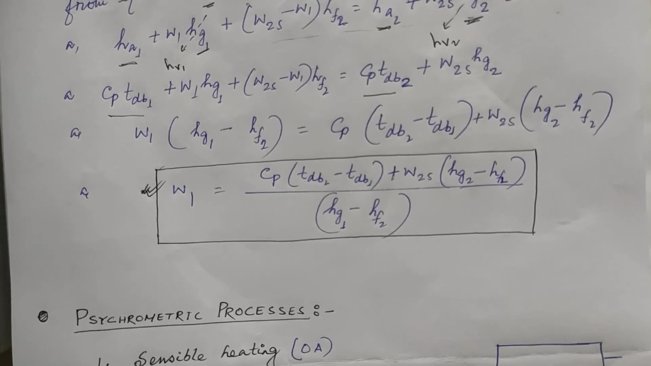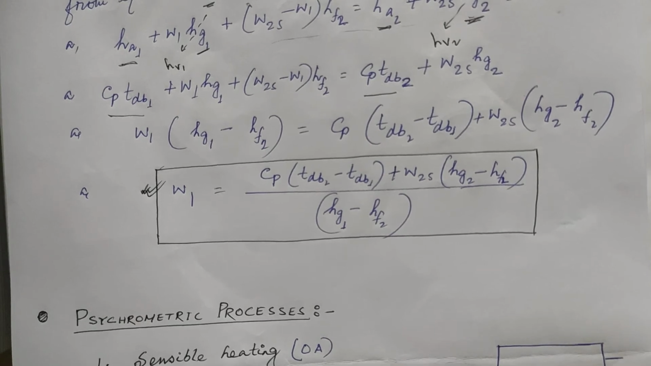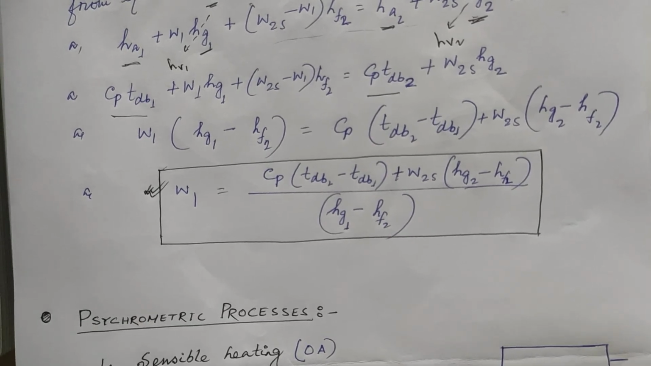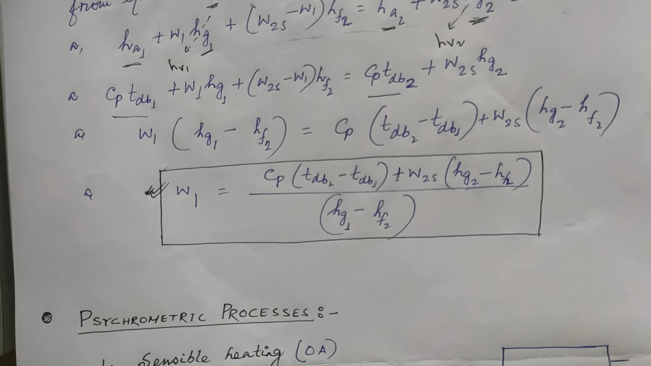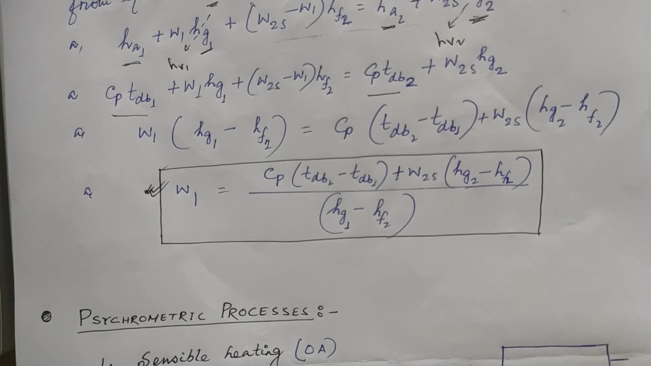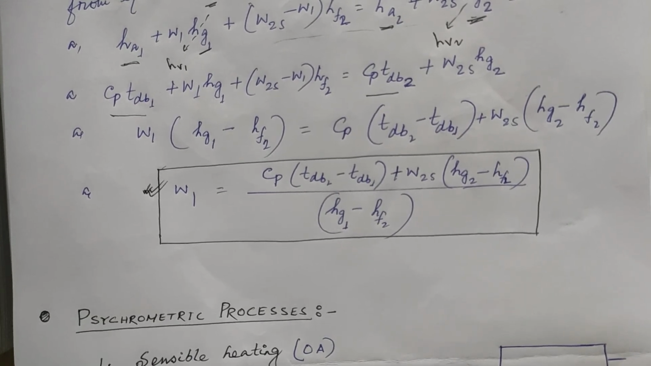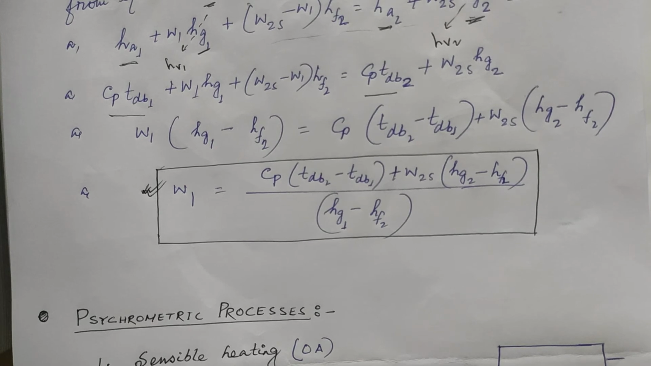So adiabatic saturation temperature and wet bulb temperature are taken to be equal for all purposes, because when the adiabatic saturation condition is reached, it will be equal to the wet bulb temperature, or thermodynamic wet bulb temperature, of the unsaturated air.